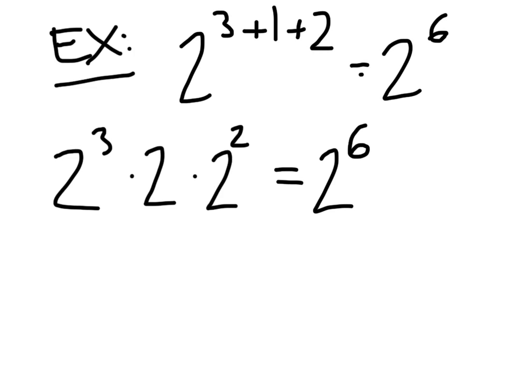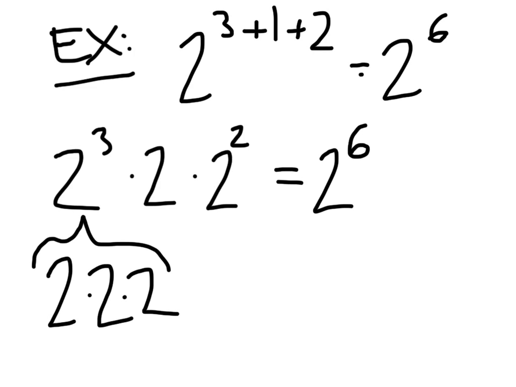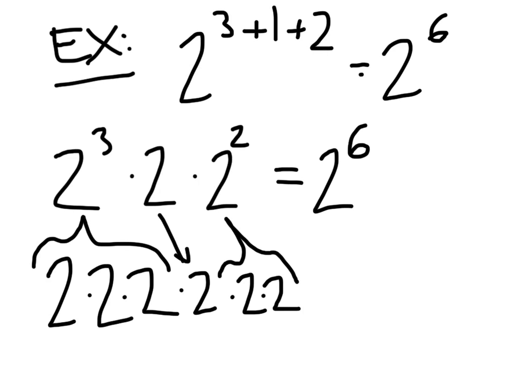You guys understand that exponents are simplified multiplication? So if I were to write this out completely, all the way, I'd have 2 times 2 times 2, which is 2 to the power of 3, right? Times this 2. And then I'm going to multiply this by 2 more 2s. That's these 2. So how many 2s are we multiplying together? 6 of them. Does this make sense why this works?